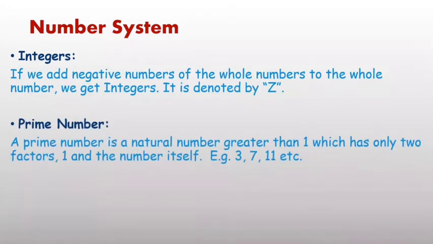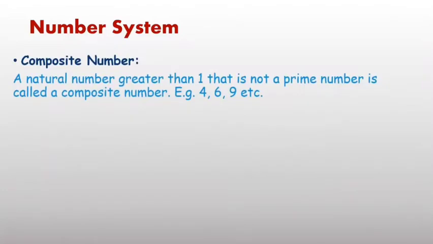A prime number means a number having two distinct factors, one and itself. Or in other words, a prime number is a natural number greater than 1 which has only two factors, 1 and the number itself. For example, 3, 7, 11. Our smallest prime number is 2. Composite number: a natural number greater than 1 which is not a prime number is called a composite number.